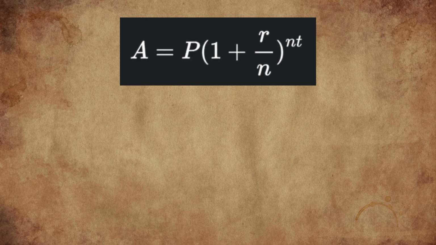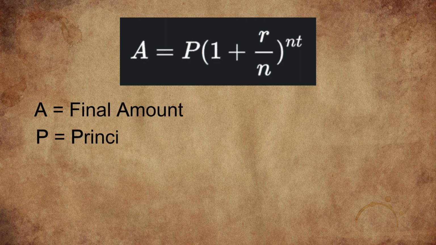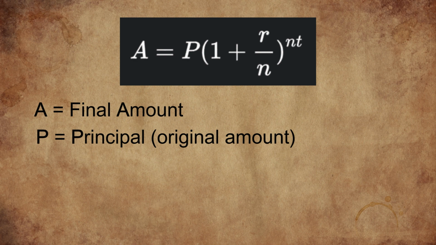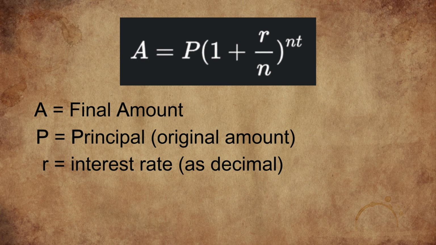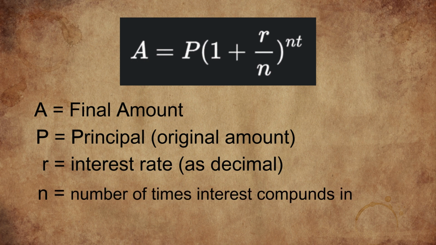So what are all these letters on the compound interest formula? Well, let's start with the A. A is the final amount. P is the principal, which is the amount that you started with or the amount that you put into that savings account. R is the interest rate, which is written as a decimal. N is the number of times that the interest compounds in 1 year. And T is the time in years.